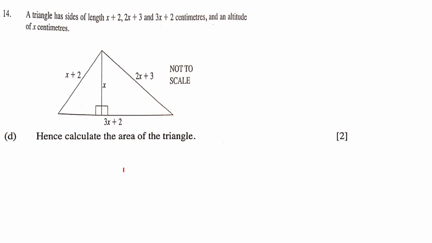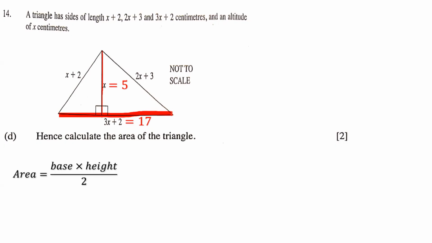So now that we know the altitude of the triangle, which was 5, and the base, which was 17, they want us to figure out the area of the triangle. The altitude is also called the height. So the area of the triangle is base times height divided by 2. What is the base? The base is 17. We saw that earlier. What is the height? The height is 5 centimeters. So it's going to be 17 times 5 divided by 2.